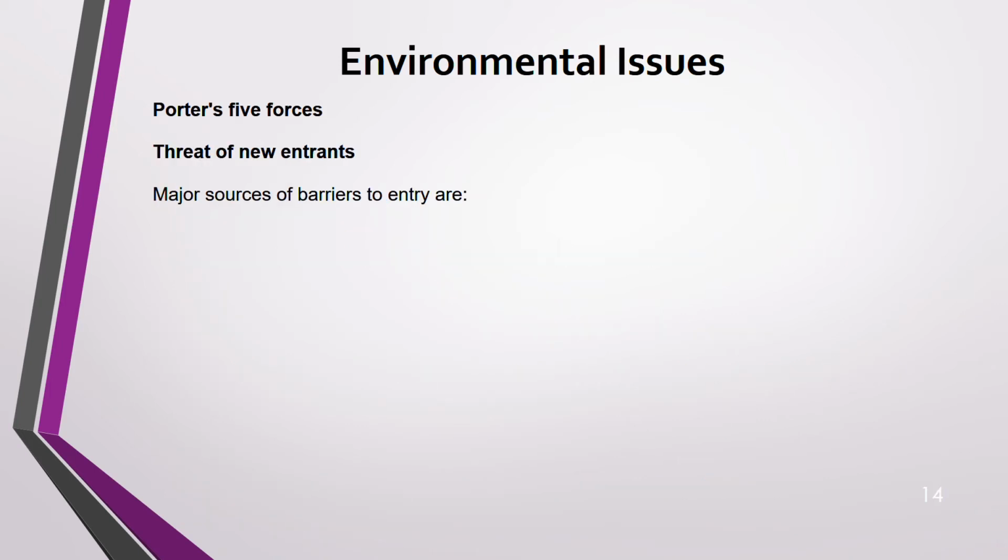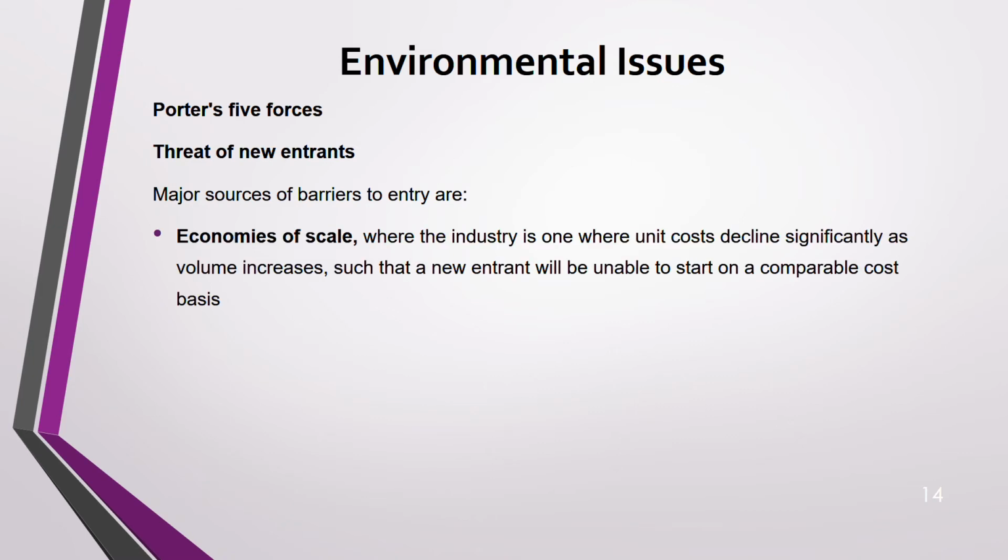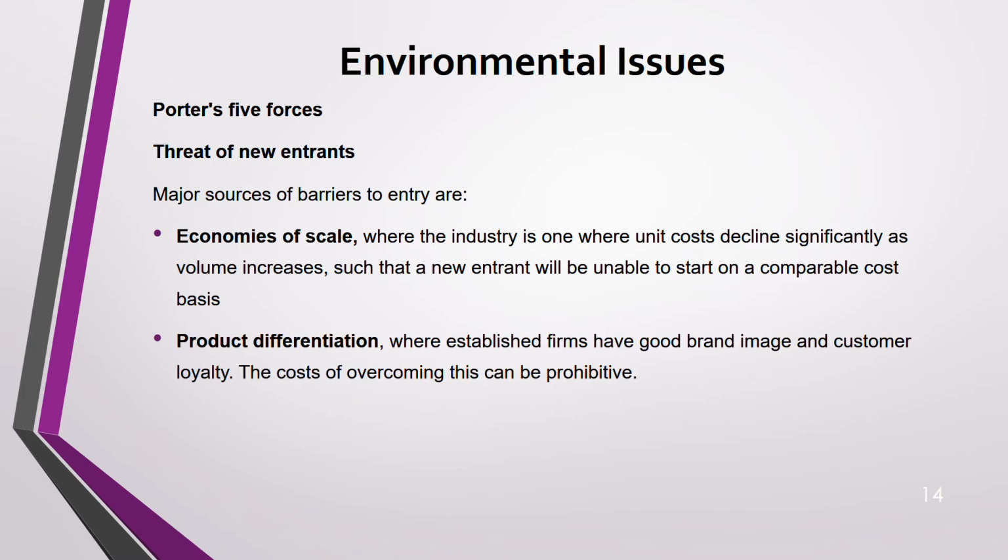Threat of new entrants. Major sources of barriers to entry. Number one, economies of scale. See, when an industry is established, a new entrant cannot come and easily compete with them. Why? Because they have economies of scale. They have huge volume to cover their cost. Their cost is low. But when a new entrant comes, it will be very difficult for them to reach that high volume at low cost. They cannot drive down the cost. So they cannot compete on cost because the established industries have economies of scale. So that's a barrier to entry for the new entrant.